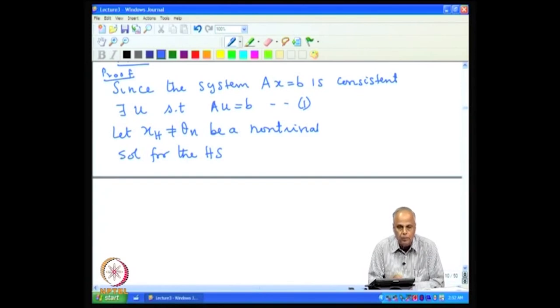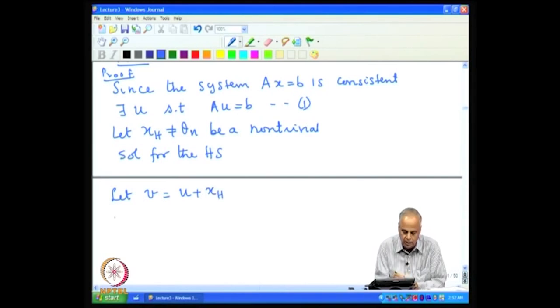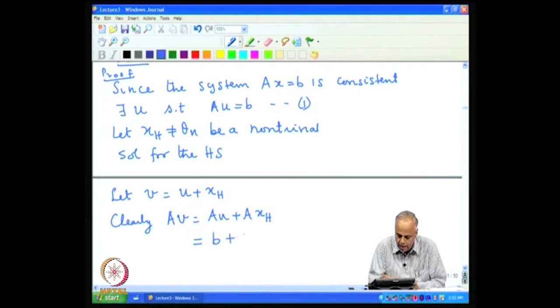We would now like to produce at least two solutions for the non-homogeneous system. We already have one, namely U. We are now going to produce another solution. Let V be equal to U plus X_h. Clearly, AV is AU plus A X_h. AU is B by equation 1 and A X_h is theta_m, because X_h is a solution of the homogeneous system, and therefore AV equals B.